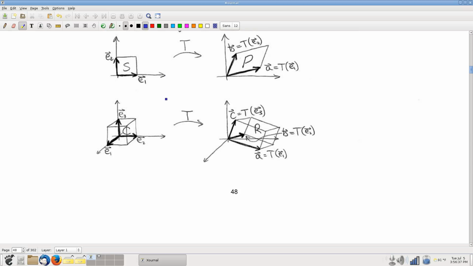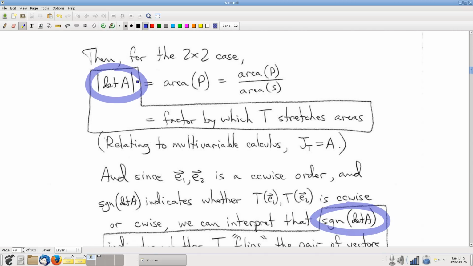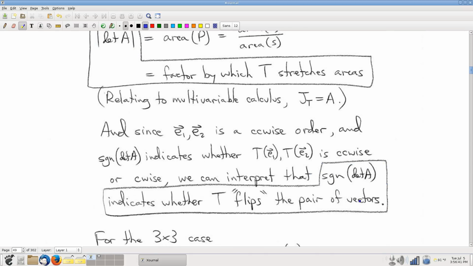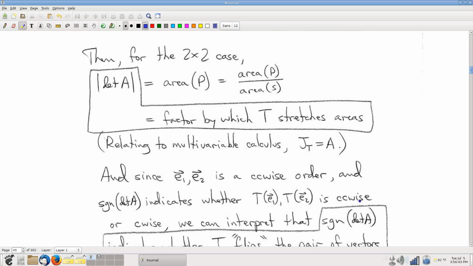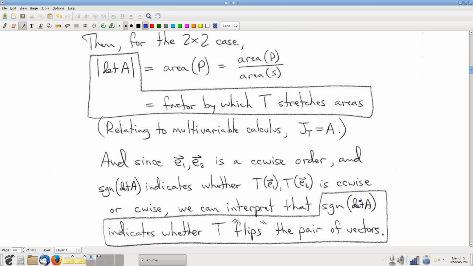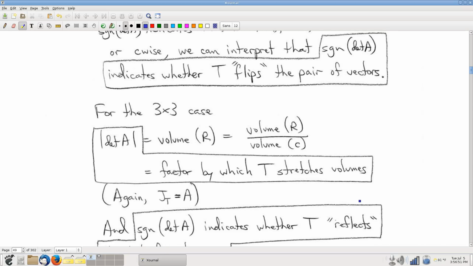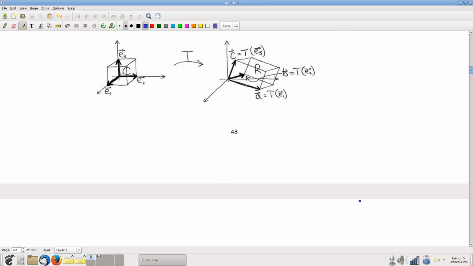Okay. All right, now a very similar argument can be made for the three-dimensional case. It's a little bit geometrically more convenient to talk about in the 2x2 case, but a very, very similar argument works for 3x3. Let's go back up to our picture, the 3x3 case. We already know that the absolute value of the determinant of the matrix tells us this volume, right?